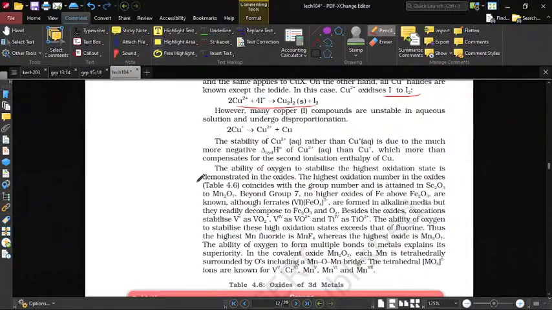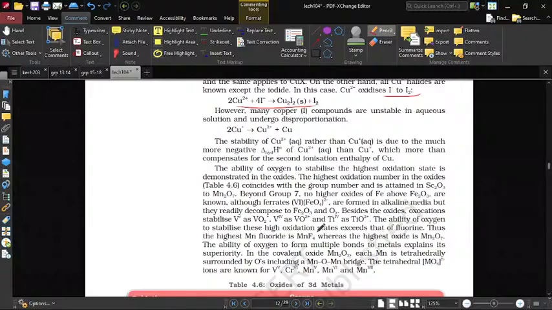Besides the oxides, there is a lot of data in this paragraph; all the oxides have been discussed. Besides the oxides, oxocations stabilize V5 as VO2 plus, V4 as VO2 plus, and titanium 4 as TiO2 plus. The ability of oxygen to stabilize these high oxidation states exceeds that of fluorine. Thus, the highest manganese fluoride is MnF4, whereas the highest oxide is Mn2O7.